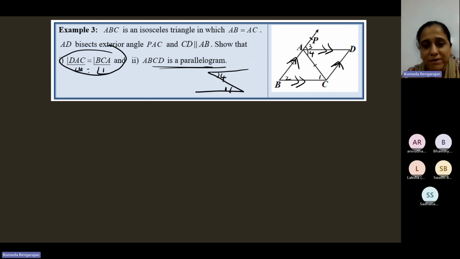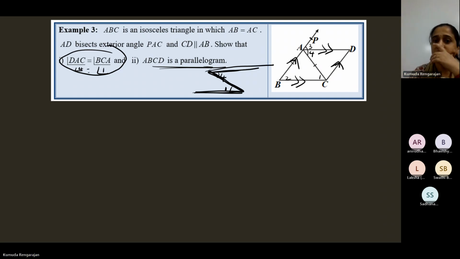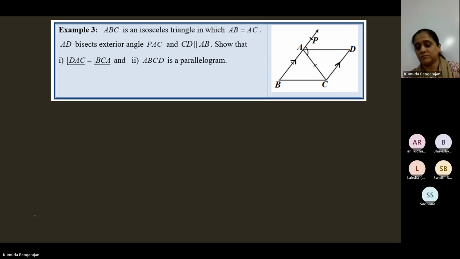And they're made by this transversal, that is transversal AC, with which two lines? With this line and this line, with the lines AD and BC. So those two lines are parallel to each other. This line AD is parallel to BC. So if AD is parallel to BC, now both the pairs of opposite sides are parallel, hence it's a parallelogram.